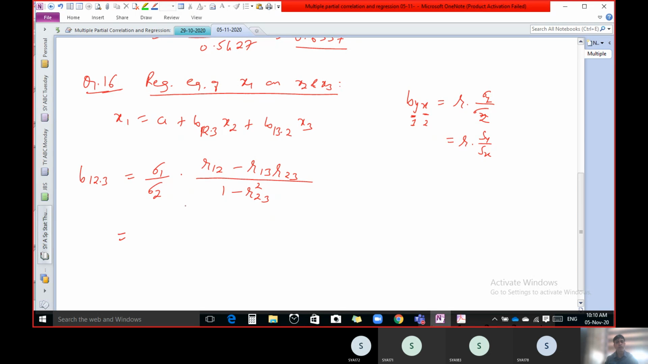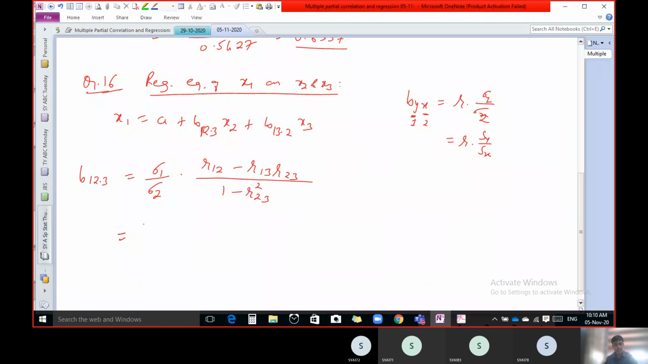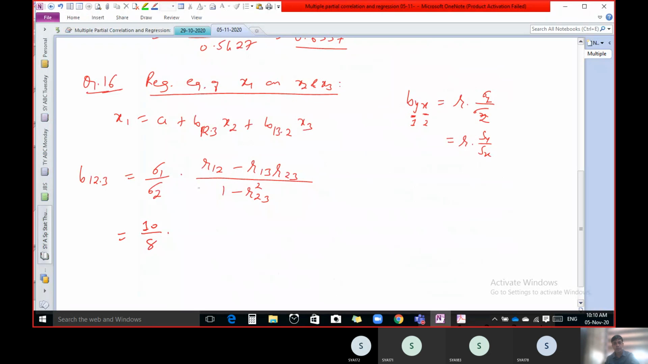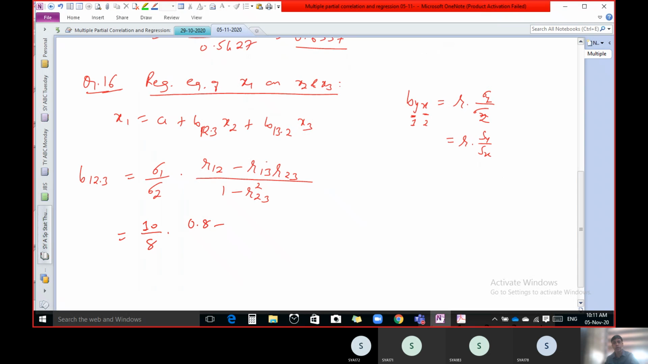Now substitute all the values. See question number 16. Sigma 1, sigma 2 is given: 10 divided by 8, into R12. R12 is 0.8, minus R13 R23, which is 0.6 into 0.5, upon 1 minus 0.5 square.